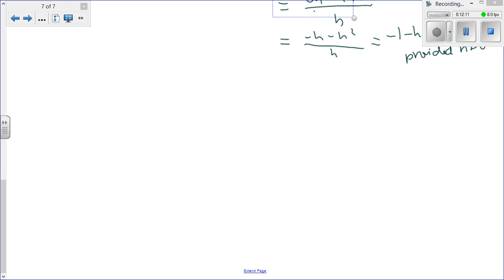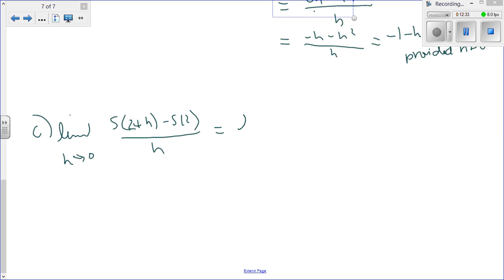Part C asks us to find the limit as h approaches 0 of s of 2 plus h minus s of 2 all over h. Well, we already did the math in part B, so we're going to take the limit as h approaches 0 of negative 1 minus h. And when I put in 0 for h, I will get negative 1, that'll be meters per second.